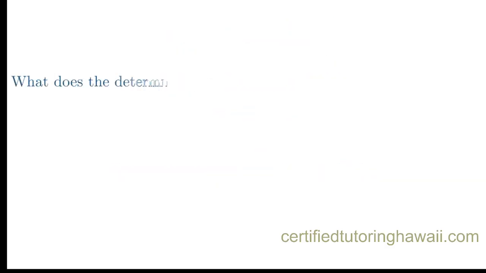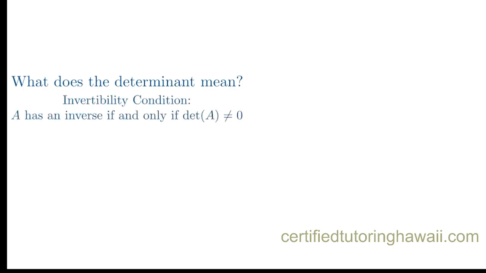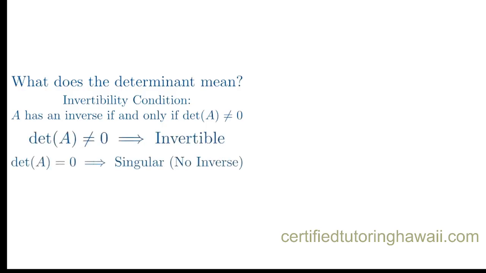So, we've learned how to calculate the determinant. But what does that number actually mean for the matrix? Here's the most important connection. A square matrix A has an inverse if and only if its determinant is not equal to 0. This condition is a cornerstone of matrix algebra. If the determinant is any non-zero number, the matrix is invertible. If the determinant is exactly 0, the matrix is singular and has no inverse.